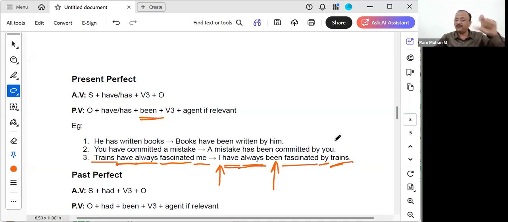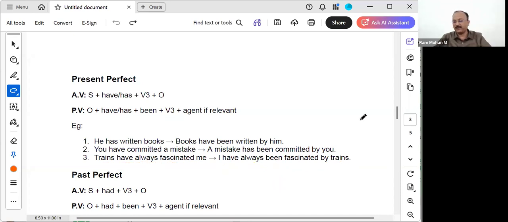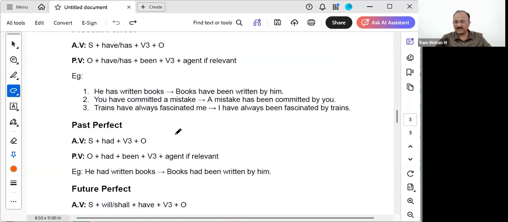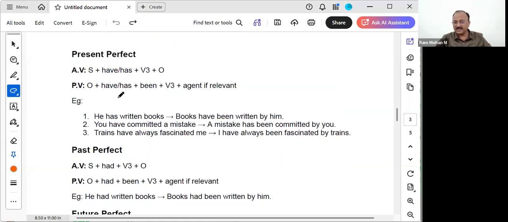But when we add a little bit of extra stress to this, what we'll do is put the word always. So the same always we'll use as it is. Okay. The same condition will apply for the past perfect now. Present perfect is finished, we'll go for the past perfect. Instead of has or have, what will come here? We'll have had here. So the subject will be there, followed by had and the V3 form of the verb and the object. Correct? He is the subject, had written books.